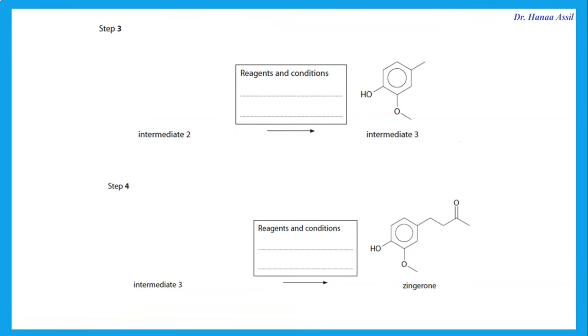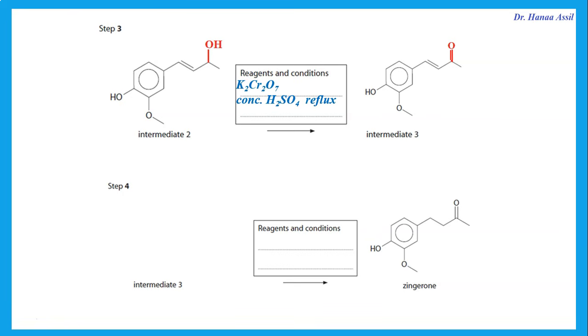Now what are we supposed to do? So we're starting now with this in step 3. Now how do we try to get to the product? In the product, we need another oxidation so that we change that OH to a ketone. So in this case, we want potassium dichromate, concentrated sulfuric acid, and reflux. So that gives me the ketone.